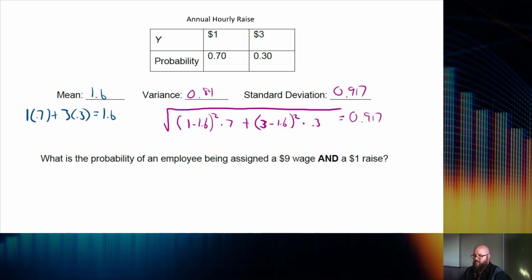Now let's see what the probability is of an employee being assigned a $9 wage and a $1 raise.